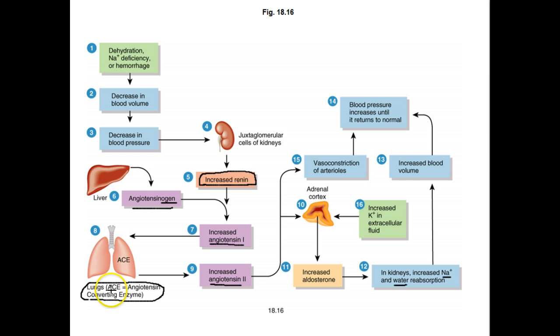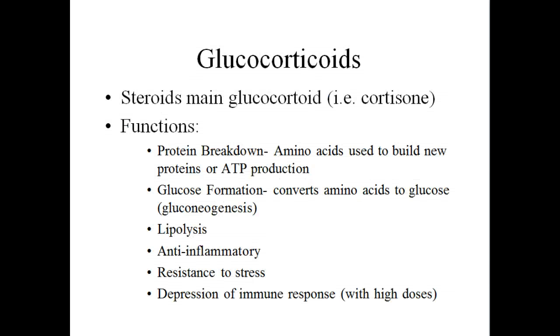ACE inhibitors, angiotensin converting enzyme inhibitors. If you stop this enzyme with an ACE inhibitor, angiotensin 1 never gets converted to angiotensin 2. And again, you've stopped this whole process. It's just that you've stopped it here. Renin inhibitors stop it more at the beginning. ACE inhibitors stop angiotensin II from being made. So that's the renin-angiotensin-aldosterone pathway. Let's talk about glucocorticoids.